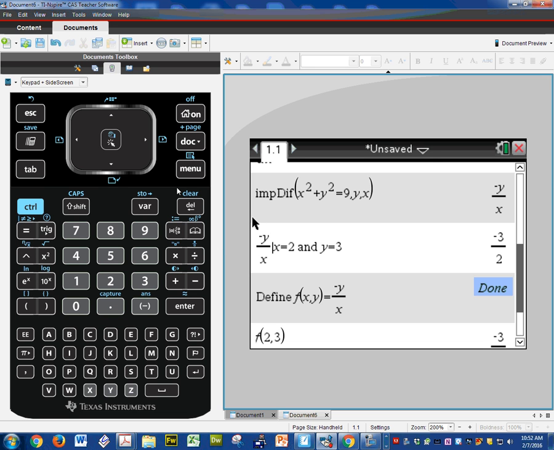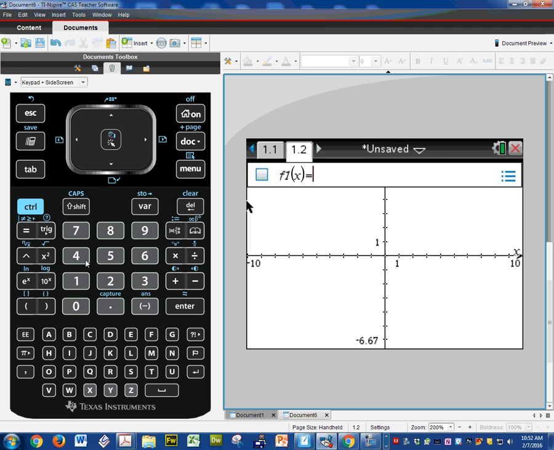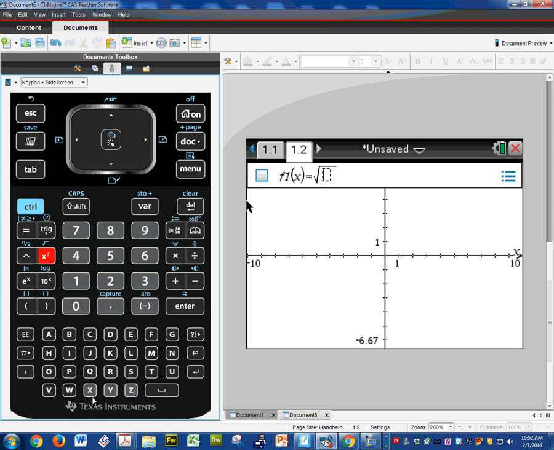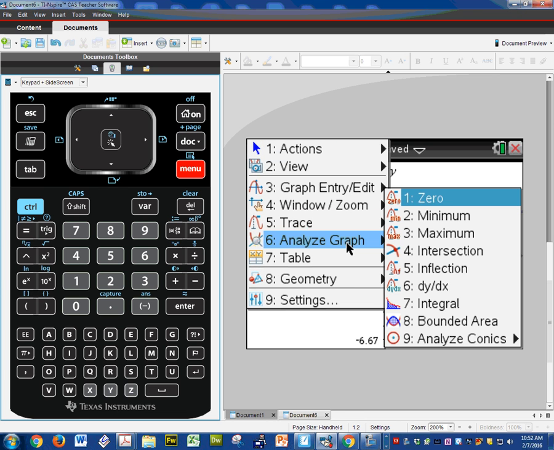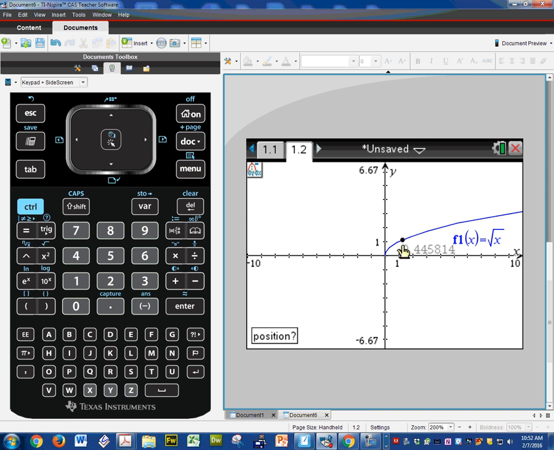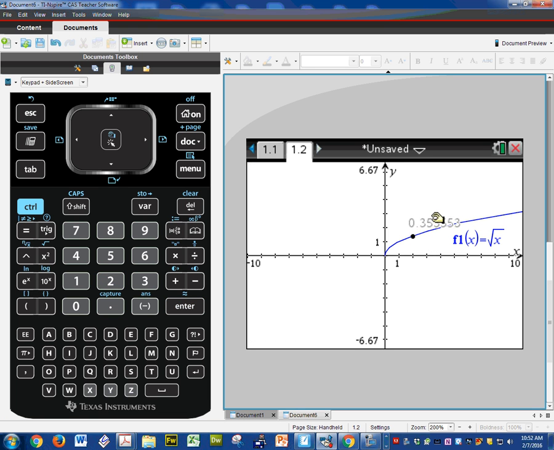What about in the graphing mode? So go ahead and pull up a graph. Let's do something simple like square root of x. Enter. And I want to find the derivative at 2. Menu, Analyze Graph, Derivative. And it's asking, where do you want to take the derivative? Never ever use this feature because you can see the decimals. If I want to get 0.3, it's going to be very hard for me to get 0.3 because there are so many decimal spots. So just type in 2. Enter. And there's my derivative, exactly at 2.